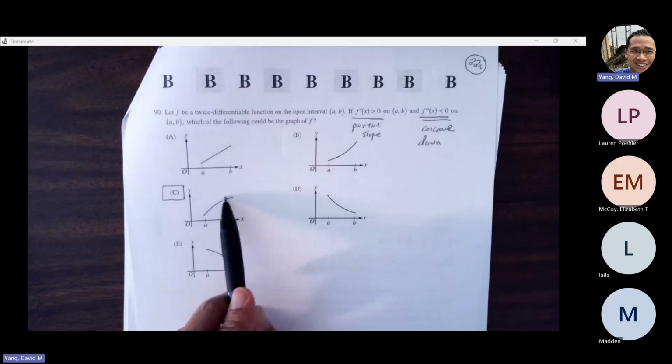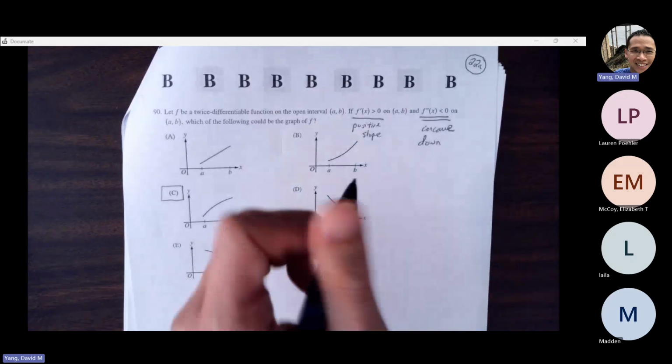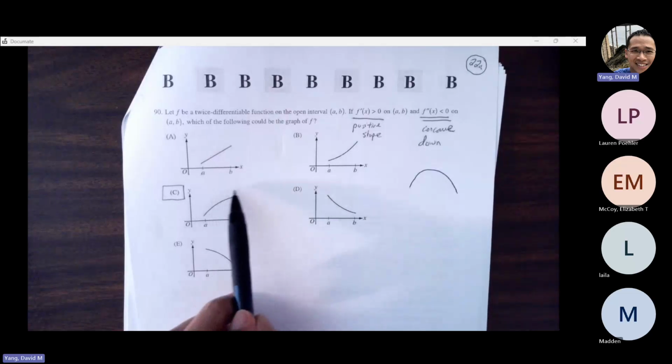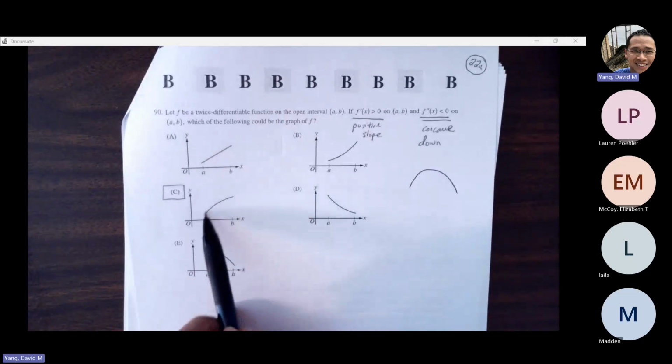Positive slope, rising from left to right, concave down. It looks like a portion of a parabola opening down.